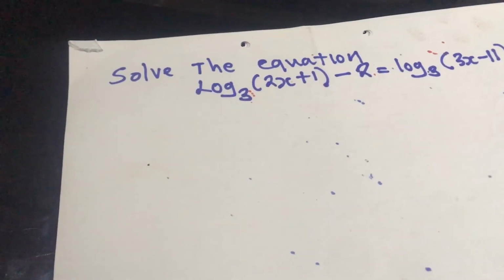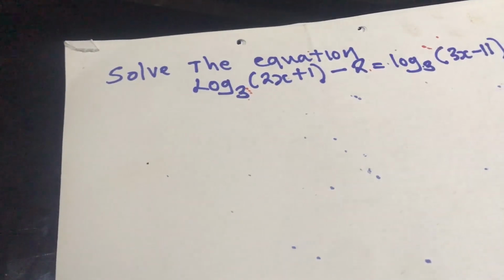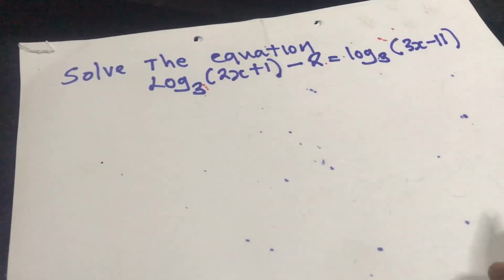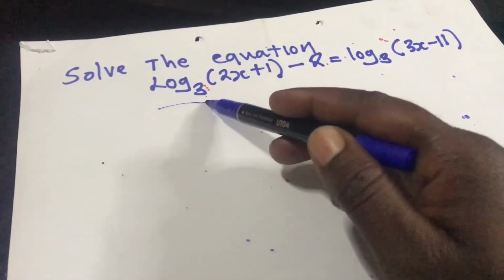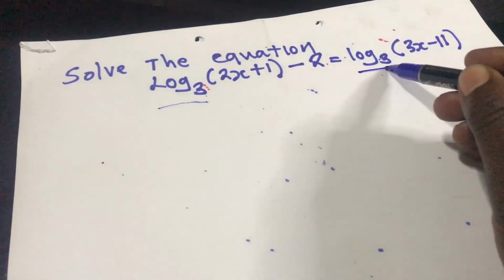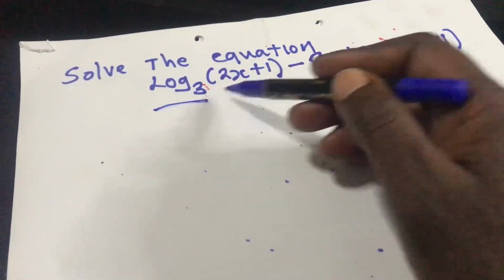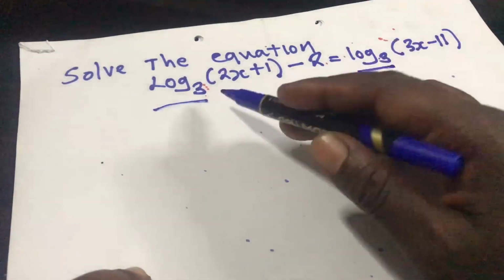Okay, let me just explain how you can solve this logarithmic equation. So we want to solve for x. Whenever you see a question like this, just look at the bases. This is log of base 3, this is log of base 3 as well. So these are like terms.